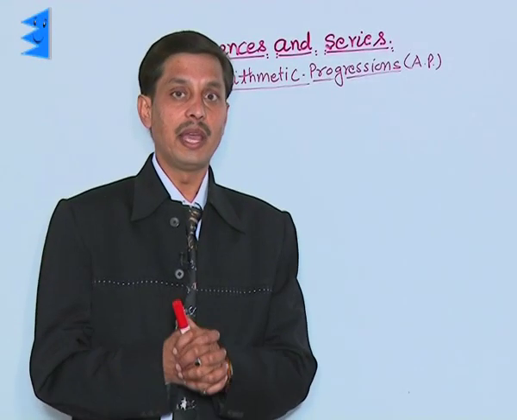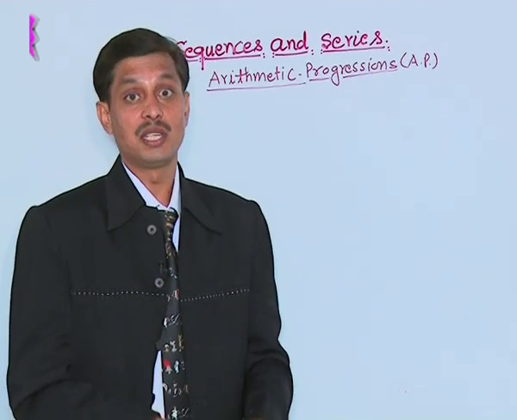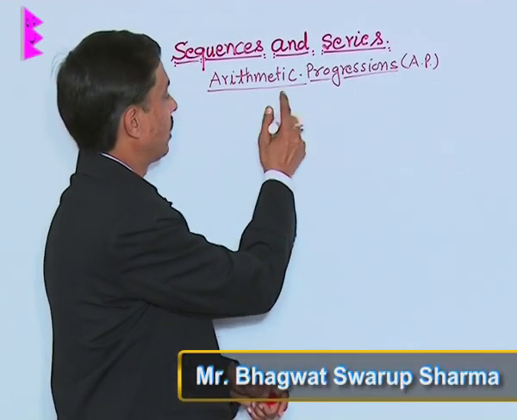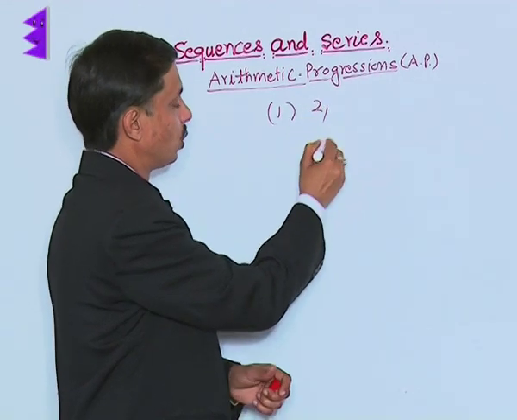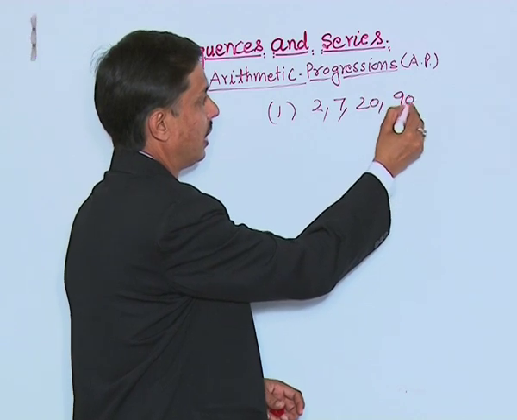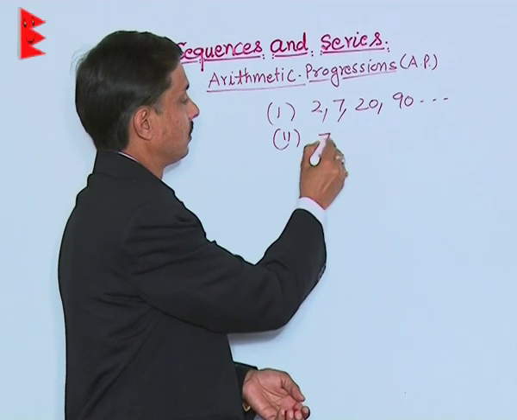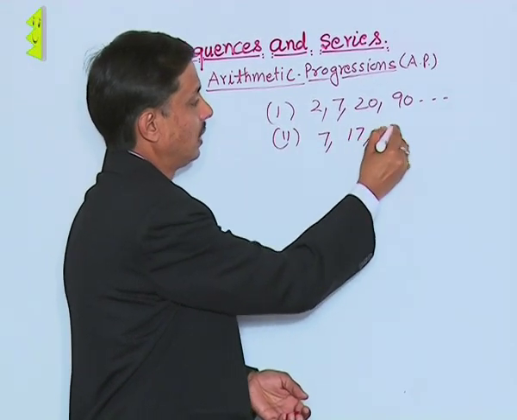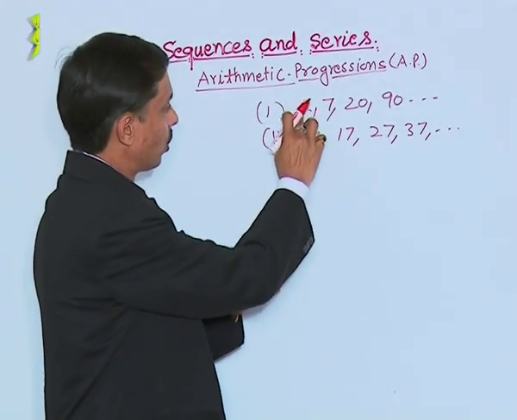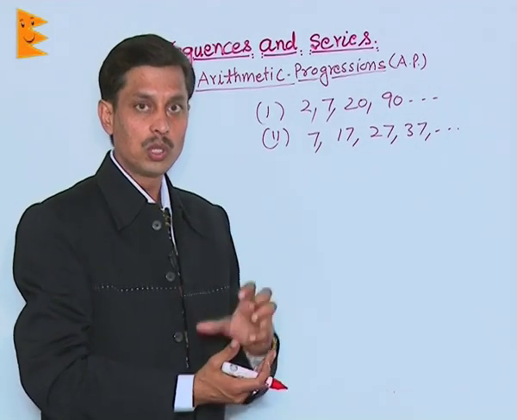Now I am taking an example where we will decide whether the given progression is AP or not. I write two things to check: one is 2, 7, 20, 90 and so on. Another I am writing is 7, 17, 27, 37. I want to see out of these two which is AP and which is not, or both are AP, or both are not AP.